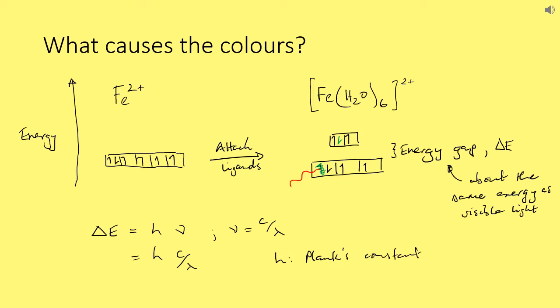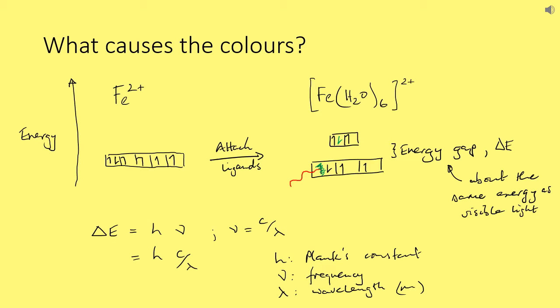H is Planck's constant, and that's about 6.63 times 10 to the minus 34 joule seconds. Mu is the frequency of the light absorbed. C is the speed of light. I think you know that. It's about 3 times 10 to the 8 meters per second. And lambda is the wavelength of this photon in meters. So there we have it.